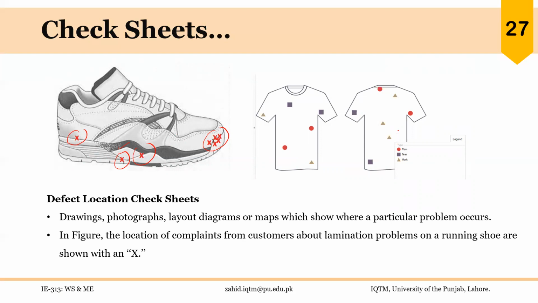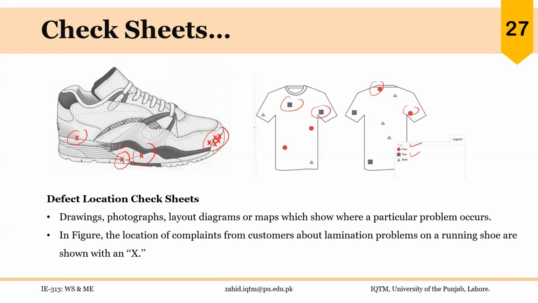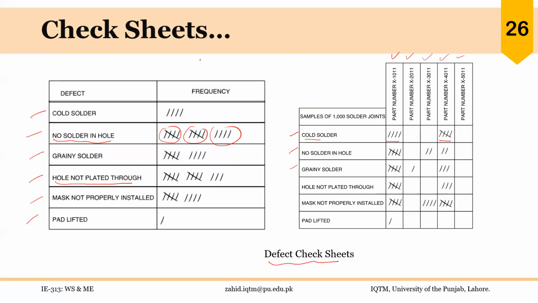In this figure, you can see that these are the points where flaws can occur, and these are the places where tears can occur, and so on. So the diagram makes it easy to identify problem areas that would be difficult to depict otherwise. But the more commonly used format for check sheets is this one, where we count the problems and then either target the most frequent problem or construct any further diagram like a histogram or Pareto chart. Thank you.